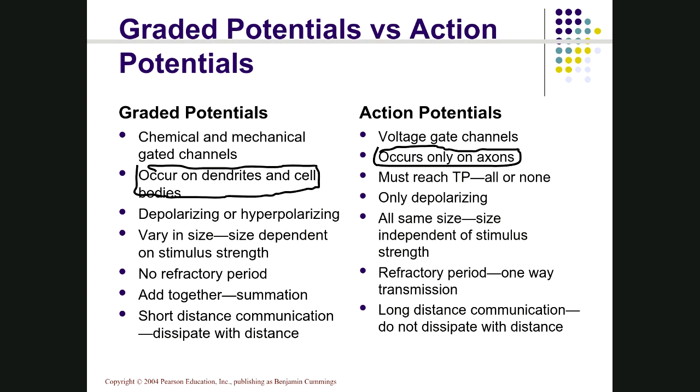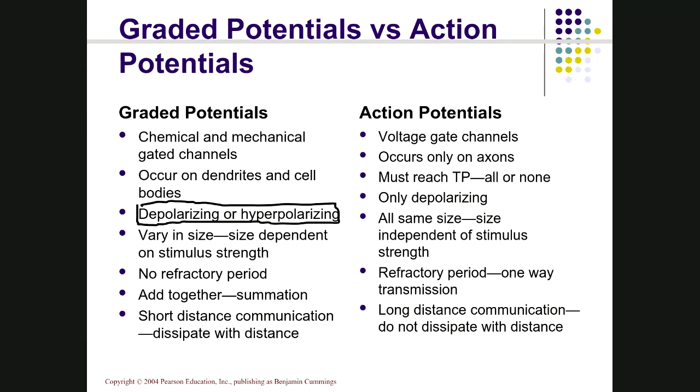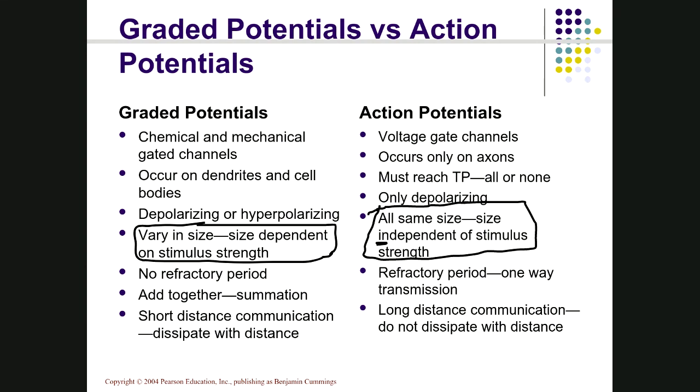And then, remember, these can go towards 0 or further away from 0. But action potentials only go towards 0. Now they come back down, but you must have a depolarization before you can have a repolarization. This one, they can start off and then go in either direction at the beginning. And then remember, graded potentials vary in size, and the size is dependent on the stimulus strength. Action potentials are all the same size, and their size is independent of stimulus strength as long as you reach threshold.